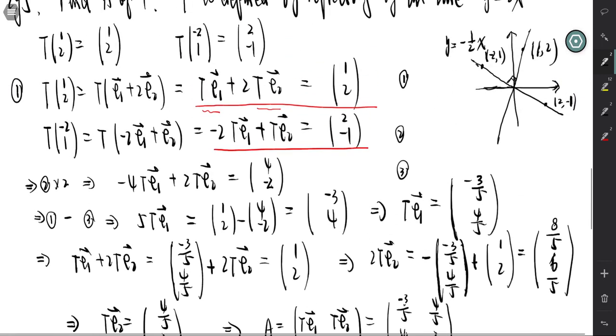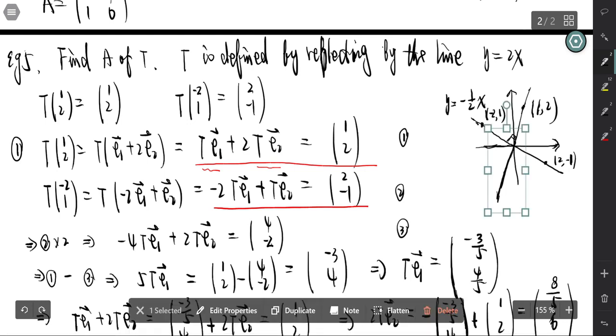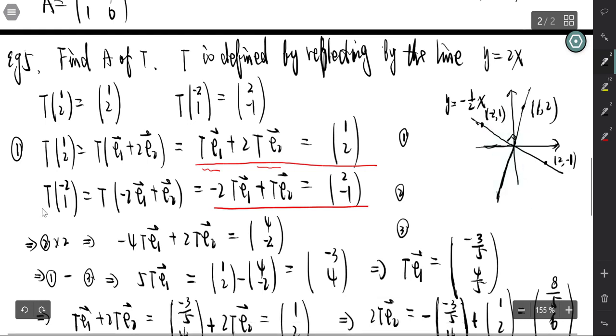Actually, the most difficult part of this type of problem is how to find the two points, because we cannot use E1 and E2 directly. So first we find the point on the line that does not change, and the point on its normal line that changes the signs of its coordinates. Okay, that's the material on linear transformation.